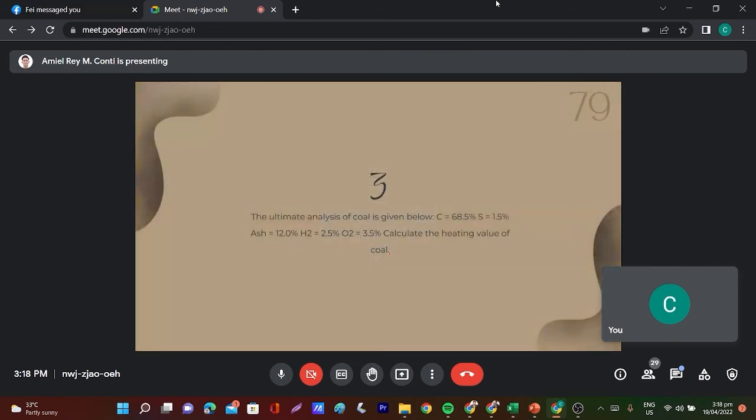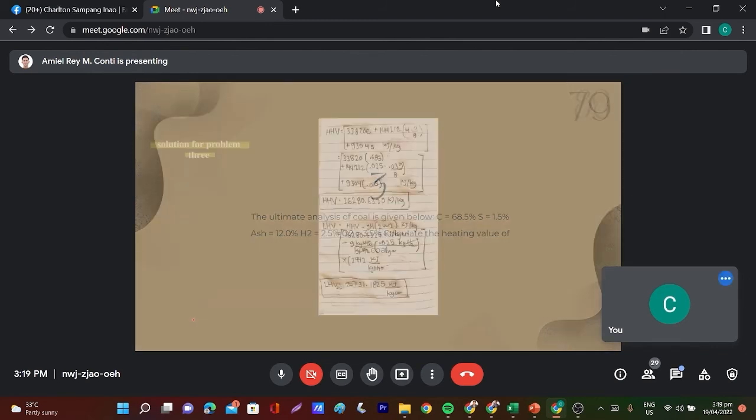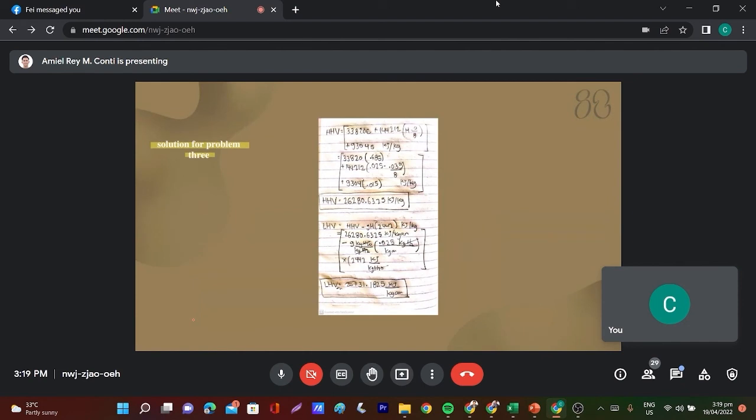Next, number 3, sample problem 3. The ultimate analysis of coal is given below. C, carbon equals 68.5%, sulfur equals 1.5%, ash is 12%, hydrogen is 2.5%, oxygen is 3.5%. Calculate the heating value of coal. So, dito sa problem na to, hinahanap yung heating value. Well, assume na natin na hinahanap natin is yung high and low. Kukuha na din natin siya parehas.